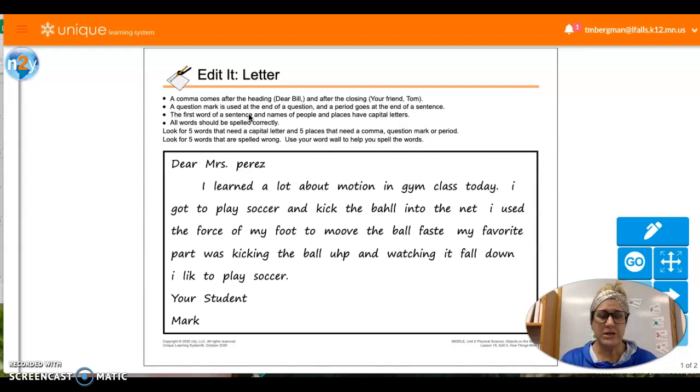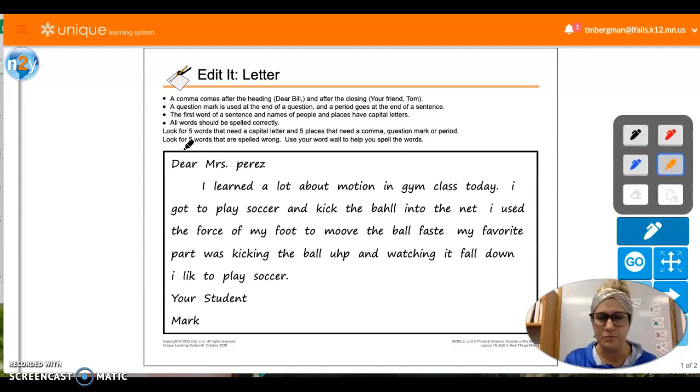So a question mark is used at the end of a question, and a period goes at the end of a sentence. The first word of a sentence and names of people and places have capital letters. All words should be spelled correctly. So here is the important part. Let's highlight it. We are going to look for, my line's not quite so straight, but that's okay.